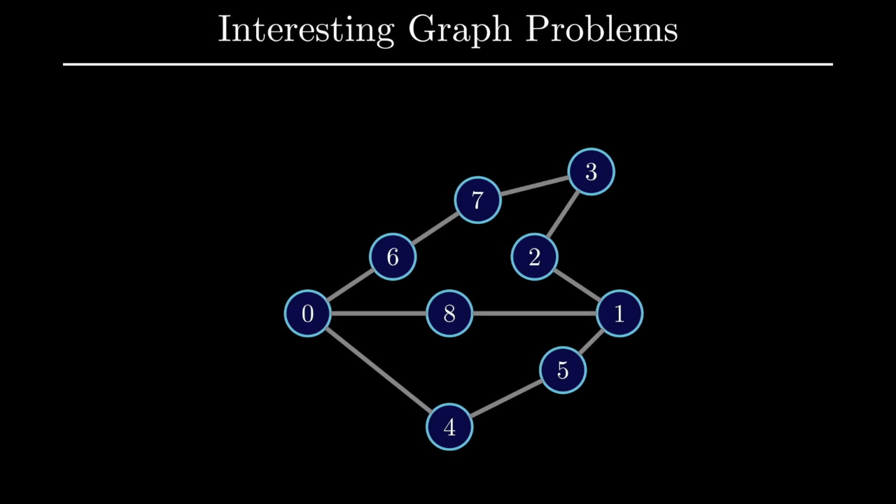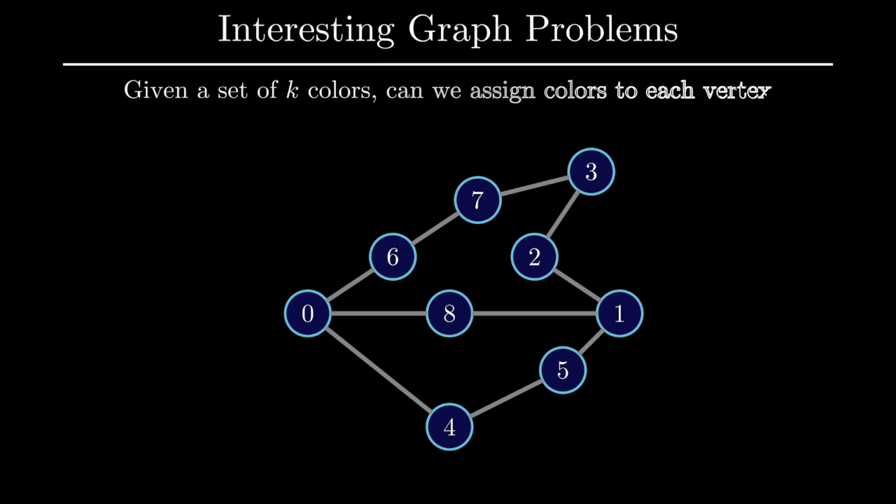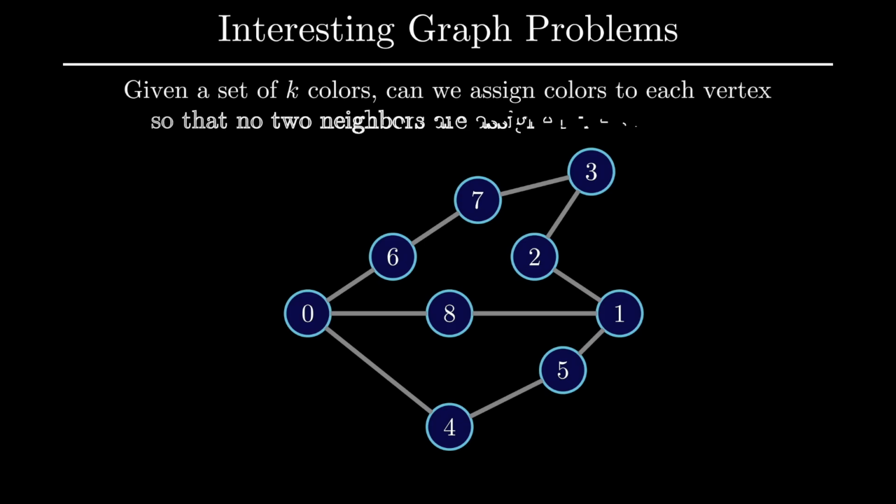Another interesting problem in graph theory has to do with vertex coloring, which we actually saw in the Sudoku example. The problem formally stated is, given a set of colors, can we assign a color to each vertex such that no 2 neighbors are assigned the same color? In this graph, for 2 colors, no such solution exists, but if given 3 colors, this problem has a solution.